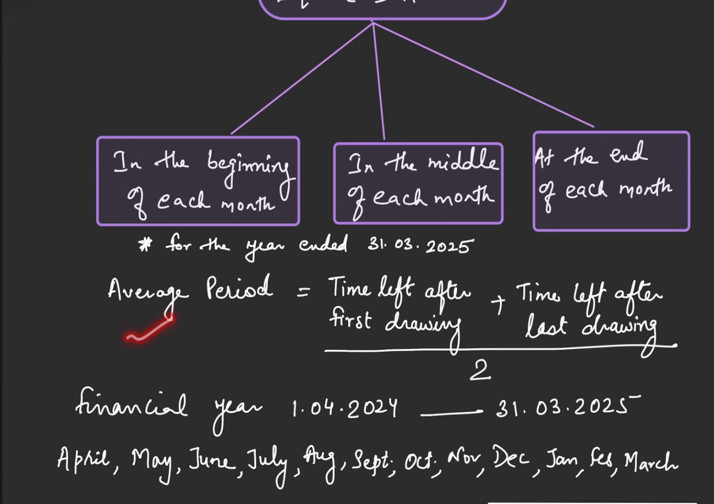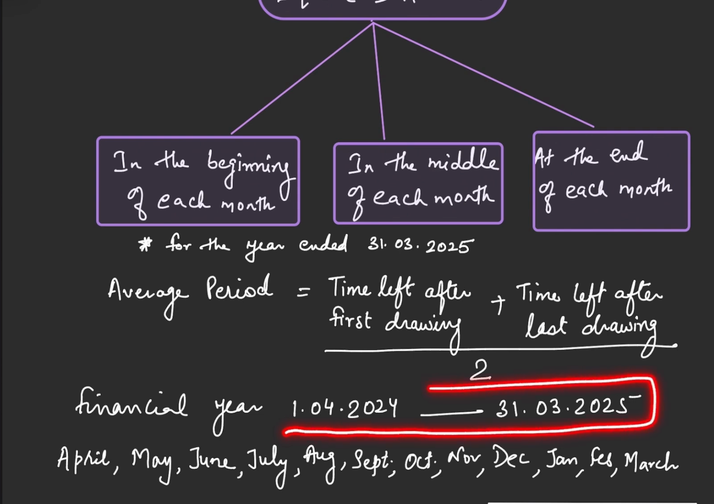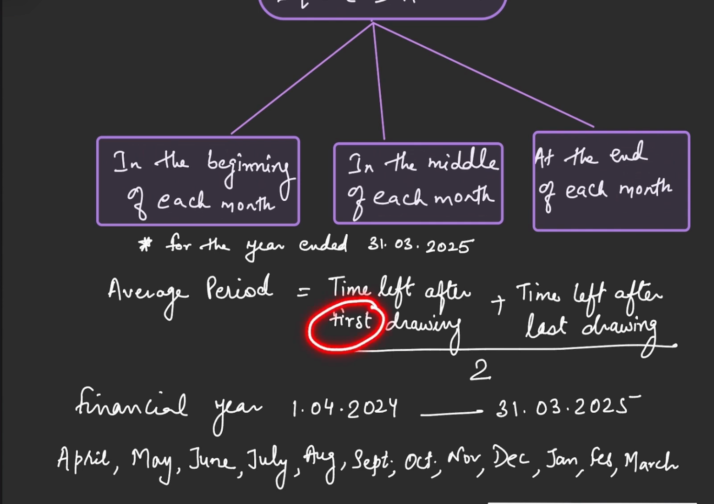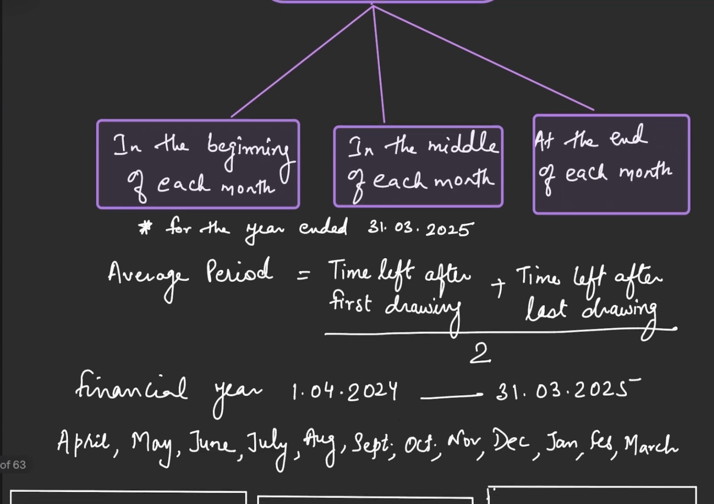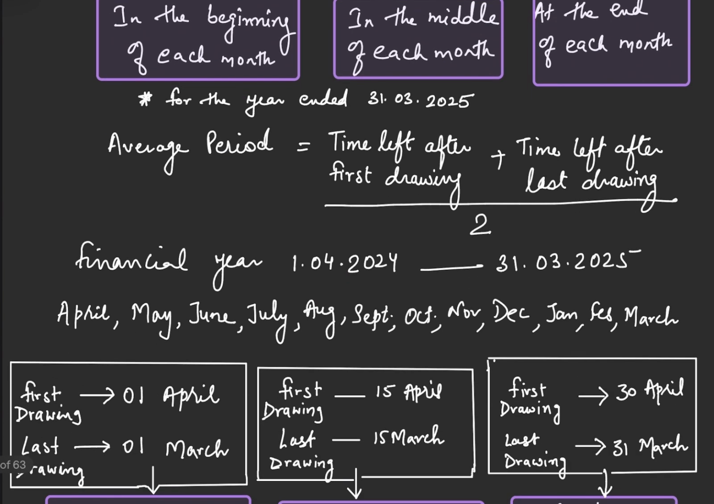So to calculate the average period, we have to understand the financial year, which consists of 12 months, and see how to calculate the time left after the first drawing. If we take the financial year starting on 1st April 2024 and ending on 31st March 2025, to calculate the average time, we have to go for this first case when the amount is withdrawn in the beginning of each month.